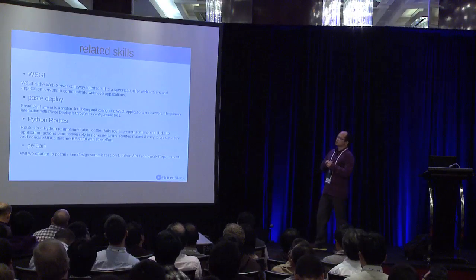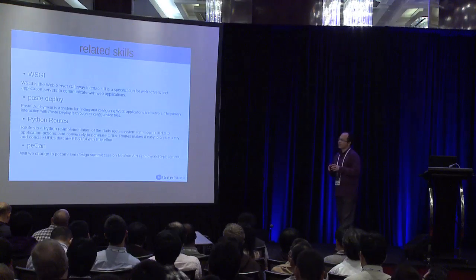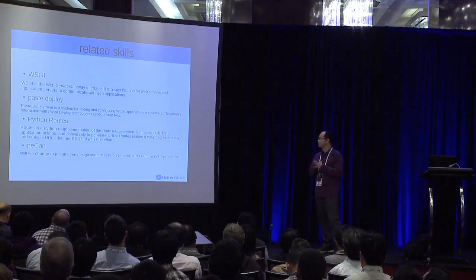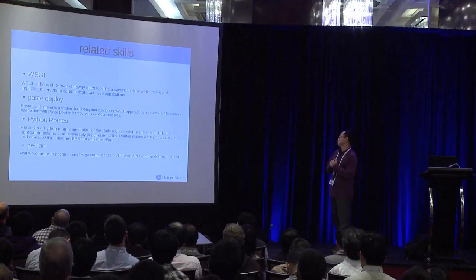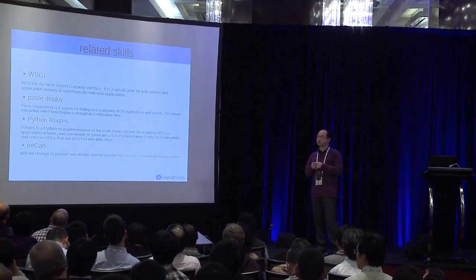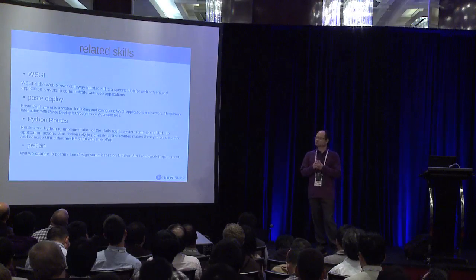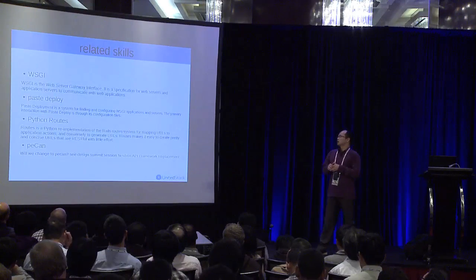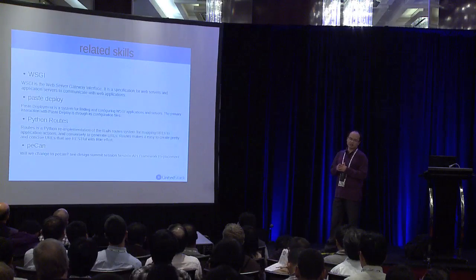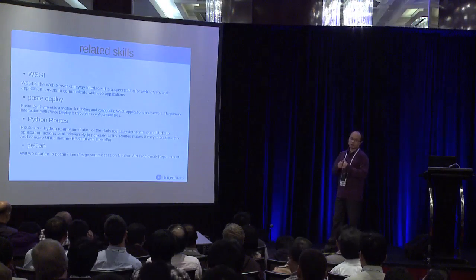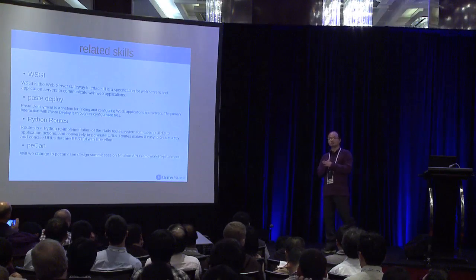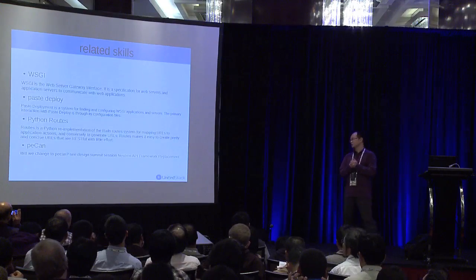The next skill is Paste Deploy. Paste Deployment is a system to configure WSGI applications and servers. And we will look at the paste deployment configuration of Neutron. The third one is Python Routes. Python Routes is very critical here. We use it to form the Neutron server's API layer. We will look at it also.